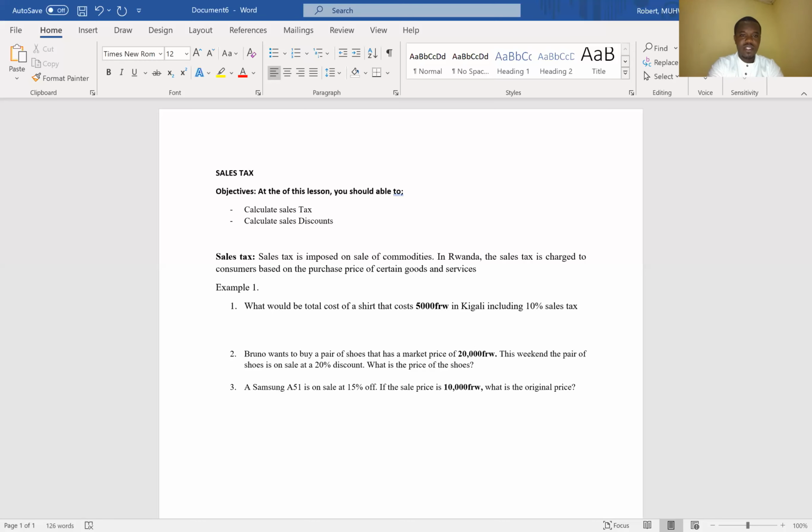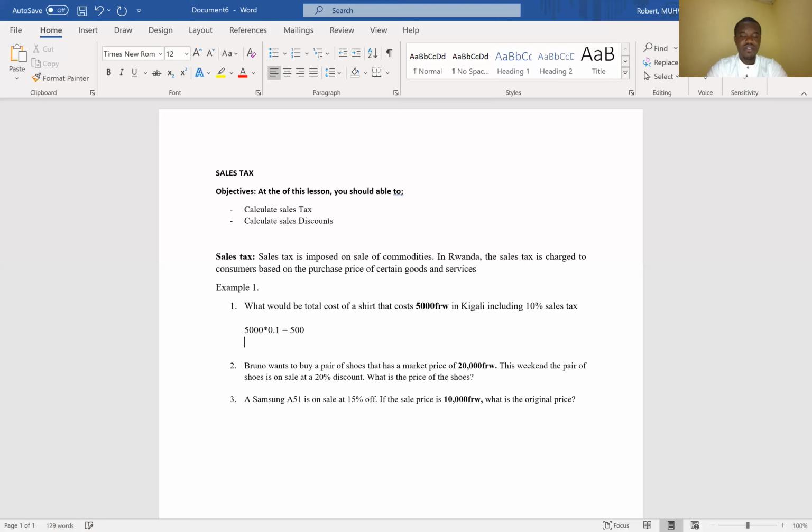So we're going to have 5,000 Rwandan francs times 0.1, that's 10%. This will be equal to 500. So this 500 is the tax that's going to be charged on this shirt.